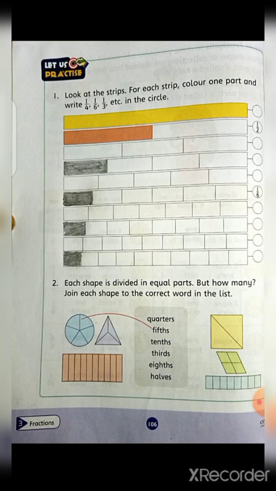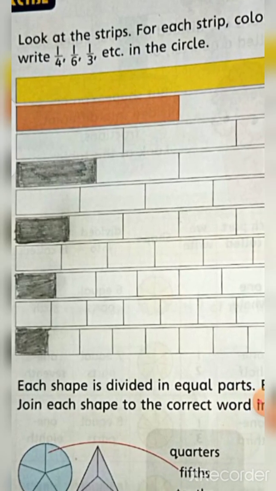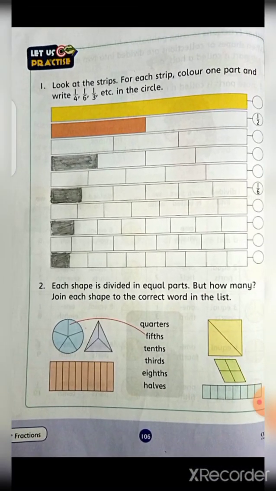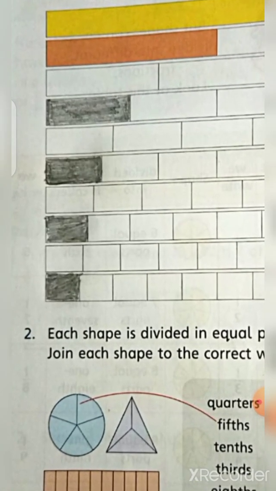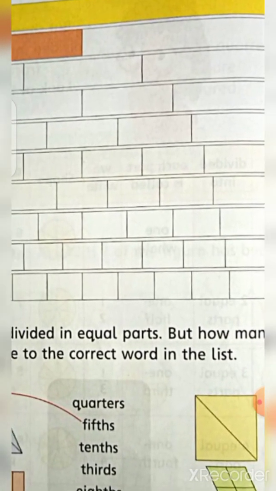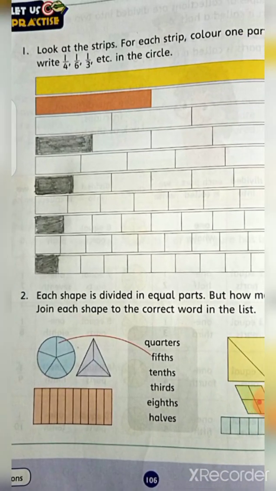This strip is divided into 1, 2, 3, 4, 4 equal parts and I have shaded one part. So this is 1/4. If you notice again, dear students, 1 over 4 is a smaller part and 1 over 2 is bigger. In the same way you will do it yourself. Shade one part out of the fifth strip, and come to the next, 1, 2, 3, 4, 5, 6. 1 over 6 is already written. So you will shade one part out of 6.